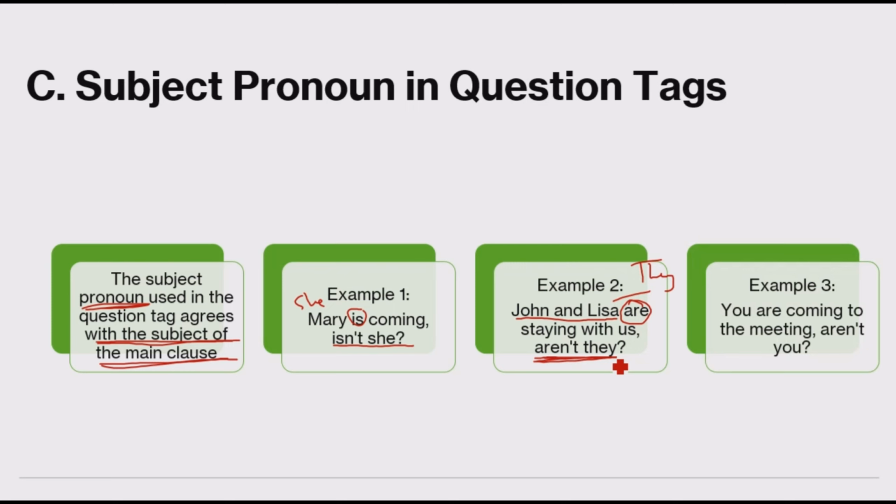Example 3, you are coming to the meeting, aren't you? So you is the pronoun that we are using. Then are is the be verb. Now we need to negate it, so that it becomes aren't you. So this you is agreeing with the question tag used.